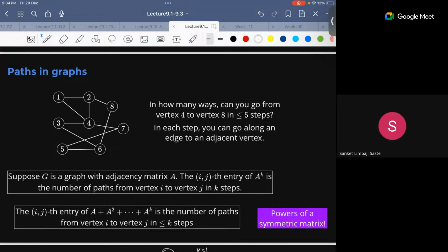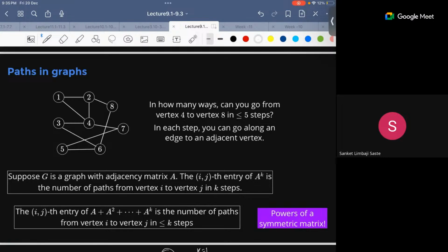For a given graph or a given matrix, you will be asked whether it's a positive semi-definite matrix or not. How will you check? You calculate the lambda or the eigenvalues. Each of the eigenvalues should be greater than or equal to 0. Some can be 0 also, but none of them should be negative.